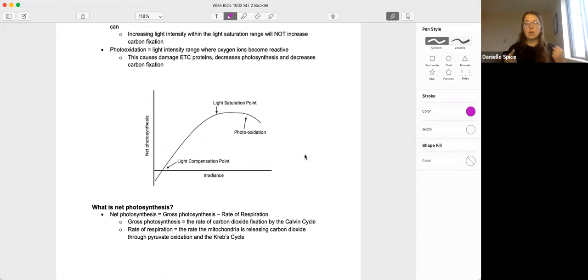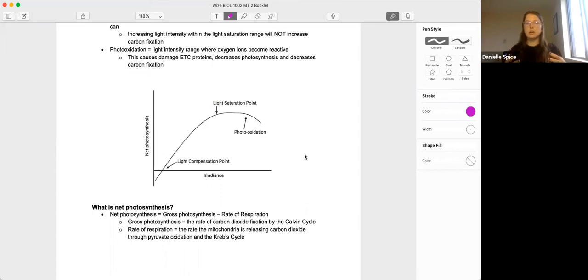But if we're thinking about an organism like Chlamydomonas or a plant, we have both chloroplasts and mitochondria. So it's not enough to just think about how much photosynthesis is happening, like we can with a human cell, because we only have mitochondria there. Now it's more complicated because we need to think about how much photosynthesis is happening, as well as how much respiration is happening. That's when we're thinking about net photosynthesis.